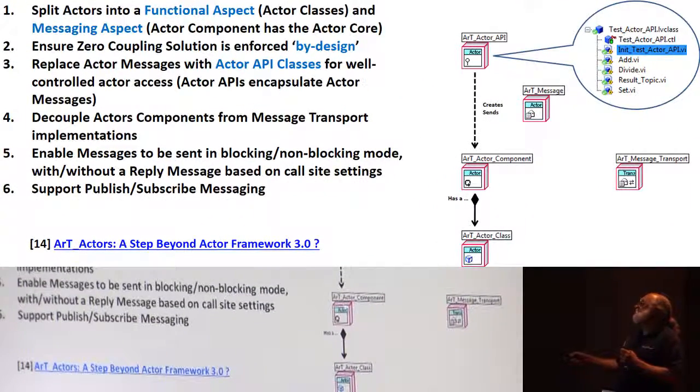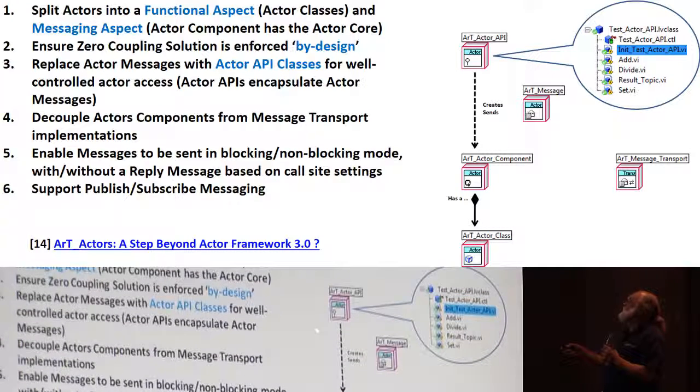So this is the actor component, which handles messaging, and it has an object of an actor class. That's the state of the actor. The second thing, I wanted to ensure zero coupling between actors by design, for which I introduced actor API classes. This is a base class, and they list all the send methods for all the messages that the actor supports, and messages are wrapped inside this class.